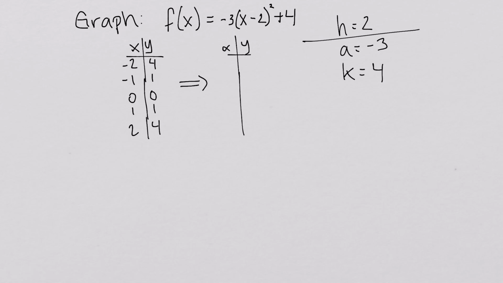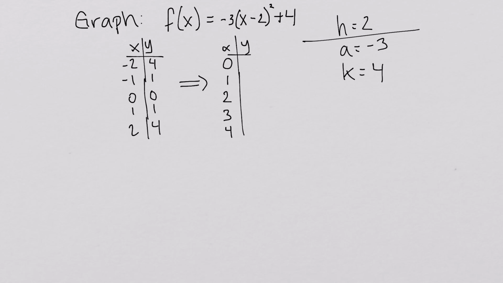So here we go. The h will be added to all the x values. So take all of the x values here and add 2 to them to get your new x values. So let's go one by one. Negative 2 plus 2 is 0. Negative 1 plus 2 is 1. 0 plus 2 is 2. 1 plus 2 is 3. And 2 plus 2 is 4. Done with the x values.